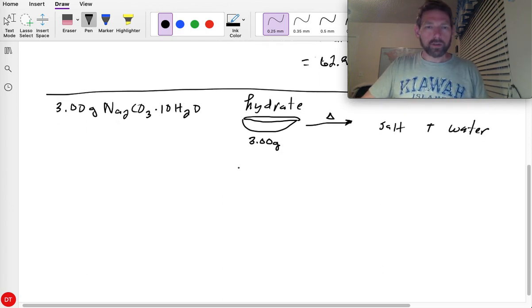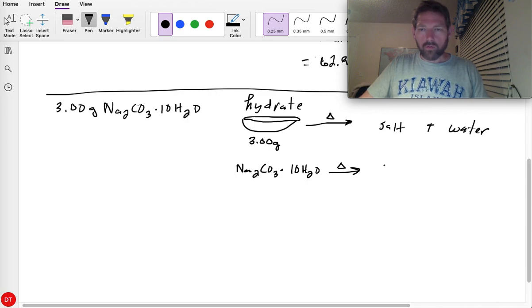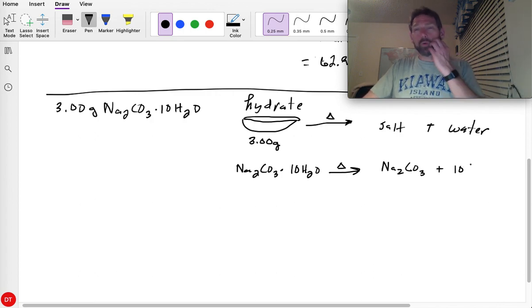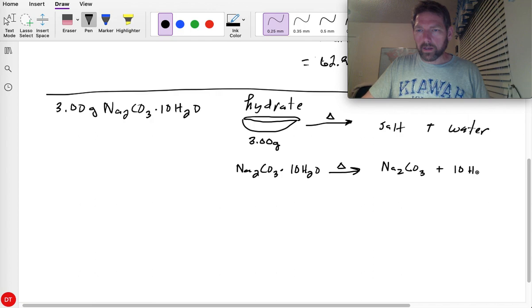So let's think about this. So we've got Na2CO3, put a little dot, 10H2O. We add some heat, and we evolve off the water, and we're left with the sodium carbonate plus we have 10 moles of water. We're going to assume theoretically that it's 100% efficient, that we get all the water off, right?